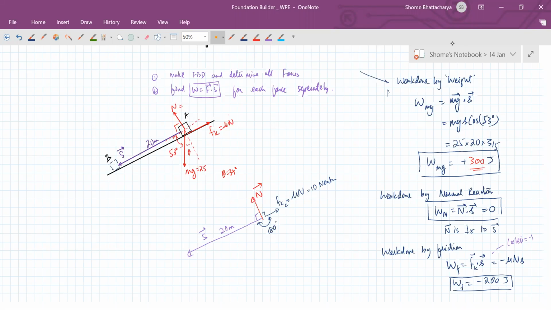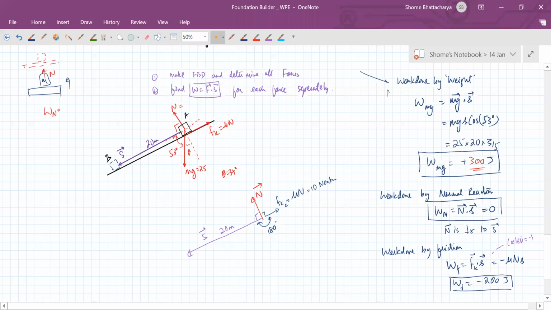Yes, generally speaking, normal reaction will do 0 work. But that's what I'm saying in a situation like this. There is another situation in which normal reaction can do work. For example, I have this plate on which I've kept this block, and now this is going up. So the normal reaction acting on this block is going to create a displacement in the direction of the force. So here the work done by normal reaction will be a positive quantity. Or if it was coming down, then the normal reaction would be doing negative work.